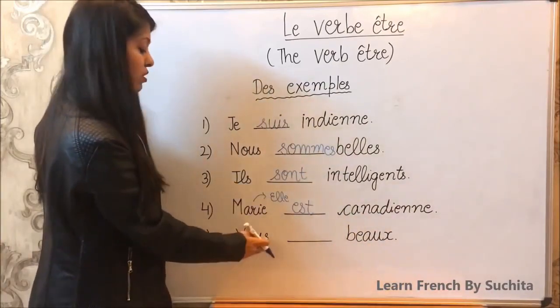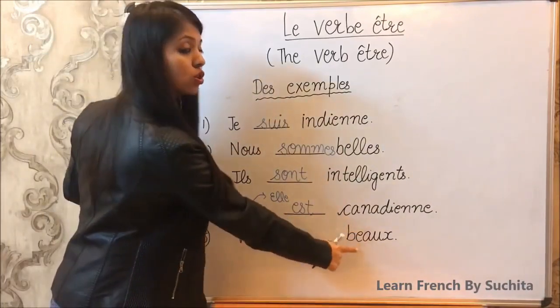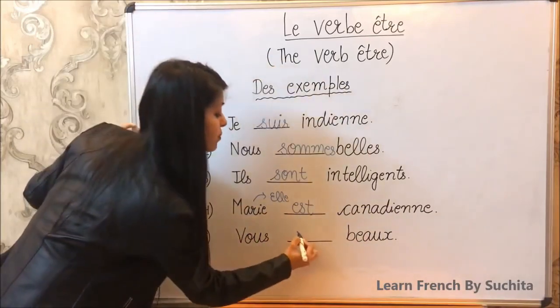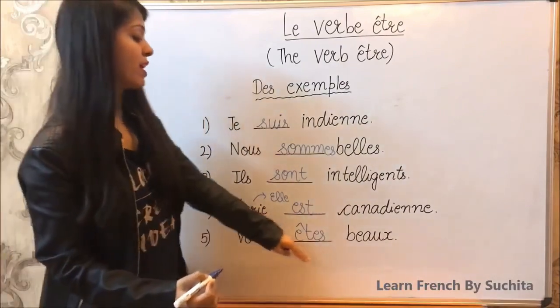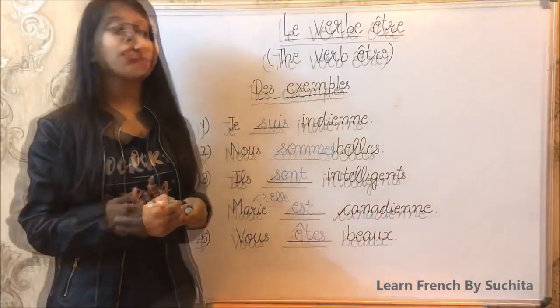Now, the last example, vous. Vous means you. So, you dash handsome. Beau means handsome. So, vous êtes. Vous êtes beau, which means you are handsome.